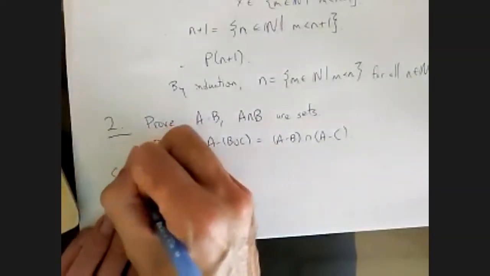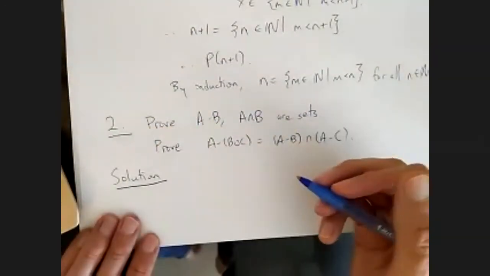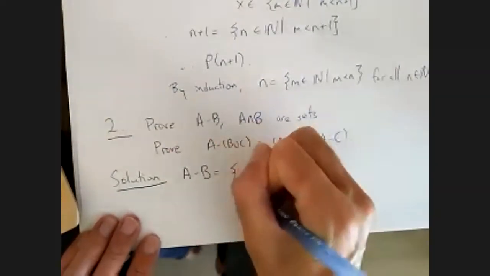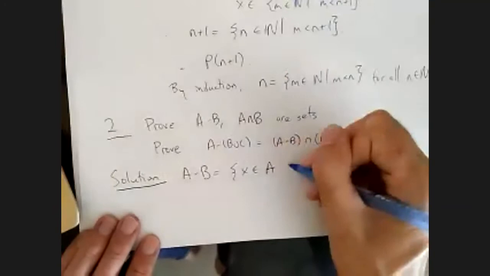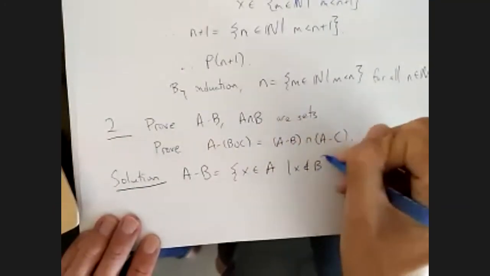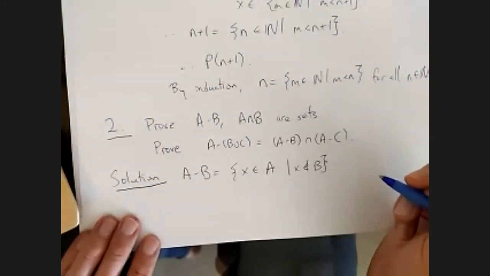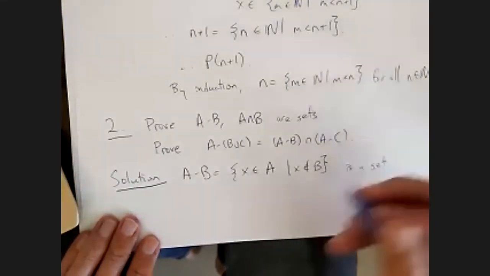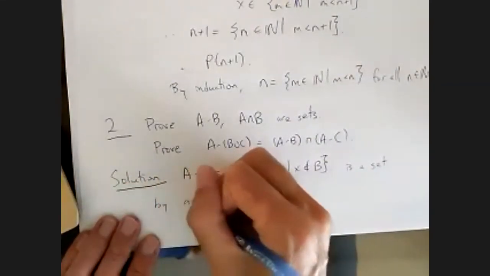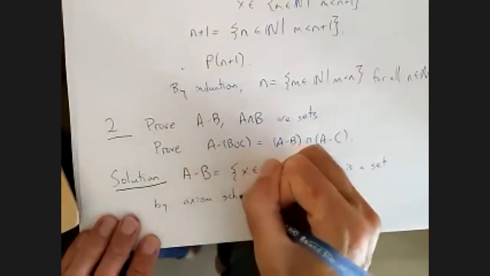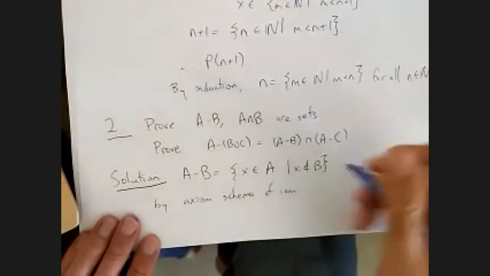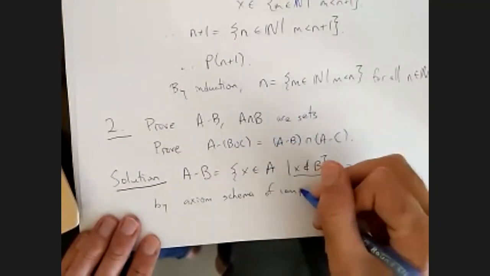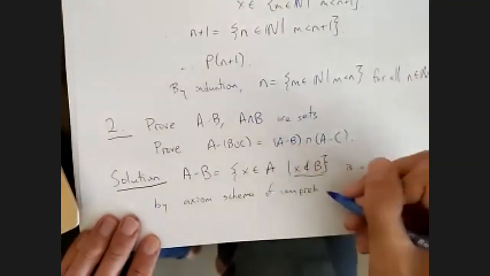Okay, solution. Well, let's prove that. The definition of A minus B is all the elements X in A that are not in B. This is a set by the axiom scheme of comprehension. Our property is that X is not in B, and our set is A.